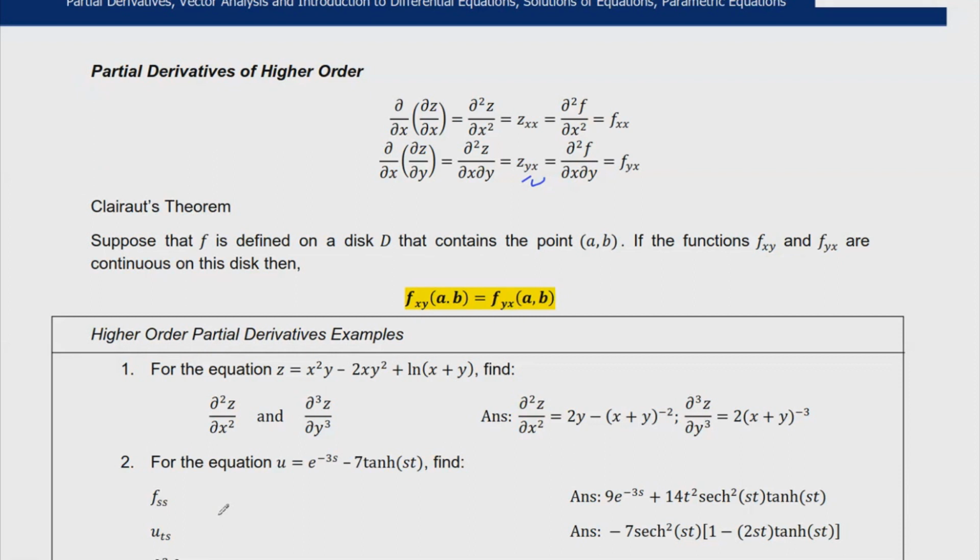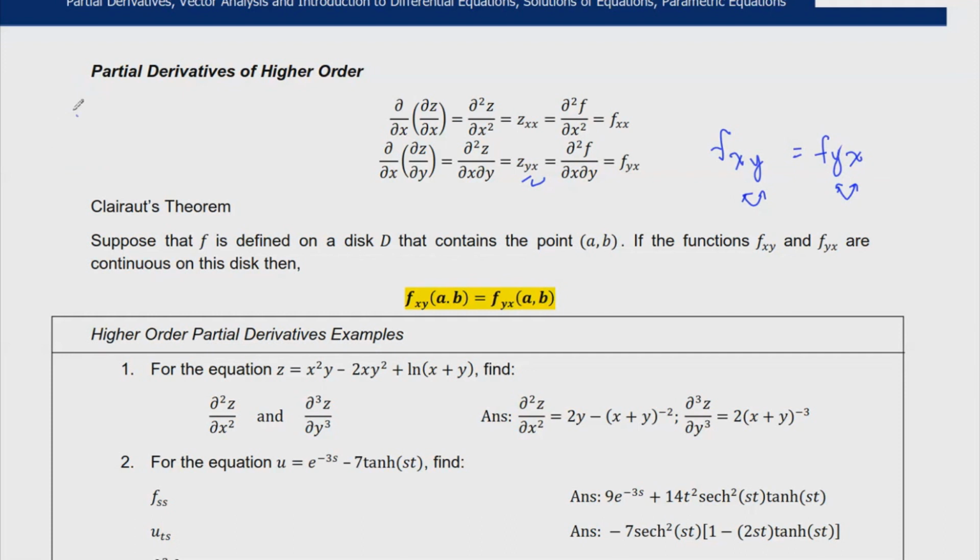Now, there's a theorem that says that if we have a function that is defined on a disk D, and the functions f sub xy and f sub yx are continuous, then the derivative of f with respect to x followed by y at the same point is equal to the derivative of the same function with respect to y and then x. That simply means that if we differentiate this expression in terms of x and then y, that will be equal to the derivative of the function with respect to y and then x. So what can be concluded here is that you can interchange this expression.